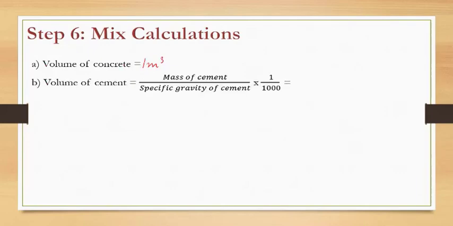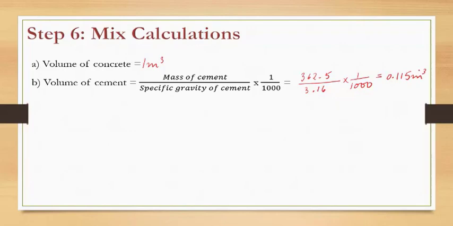So volume of cement is given by the formula mass of cement by specific gravity of cement into 1 by 1000. So mass of cement ami paisu 362.5. Specific gravity of cement is given in the question as 3.16, into 1 by 1000, which is equal to 0.115 meter cube.